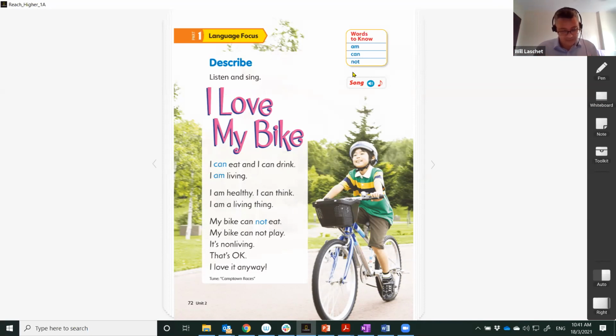What we're going to do instead is we're going to go through and have a look at this song, this lovely song. First of all, we're just going to listen, and I just want you to follow along and read and enjoy the song.